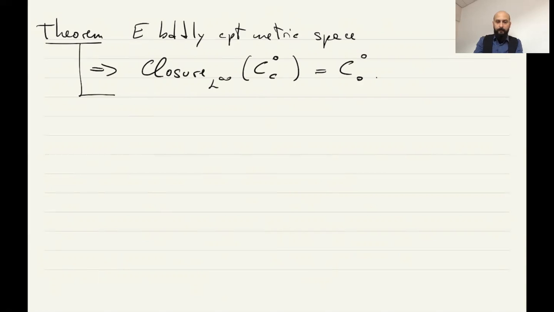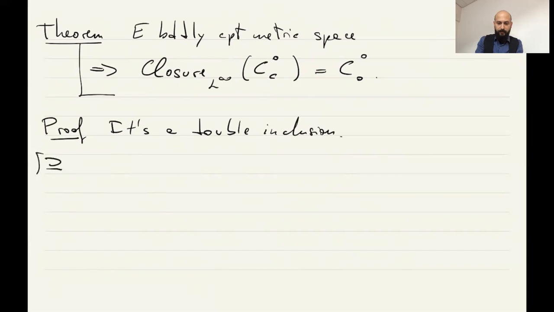Okay. Proof. So both these inclusions are not immediate. Okay, it's not very difficult, but we have to prove that double inclusion. So it's a double inclusion. Okay, let's prove this inclusion first. So take a function f in the space on the right, C0, 0. We have to prove that it's in the closure.